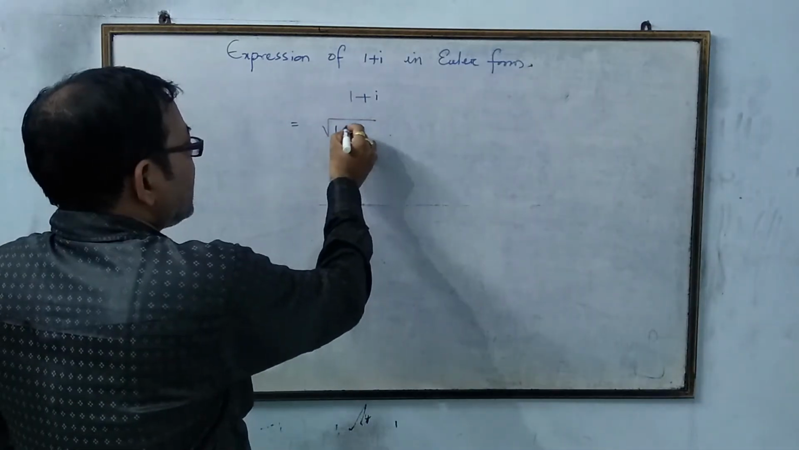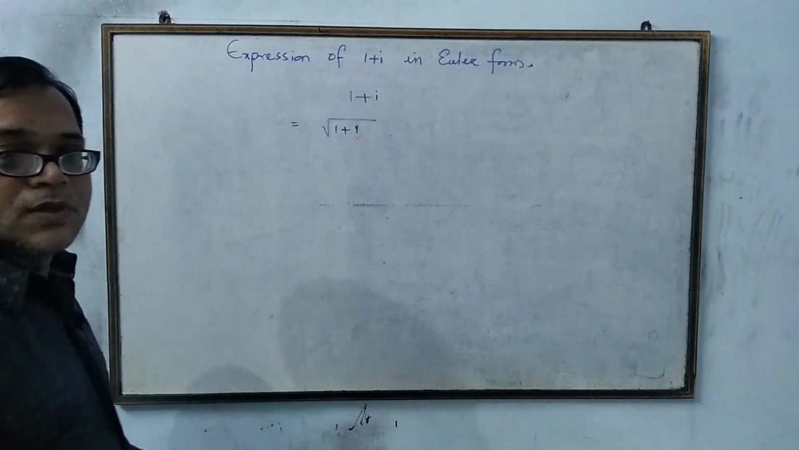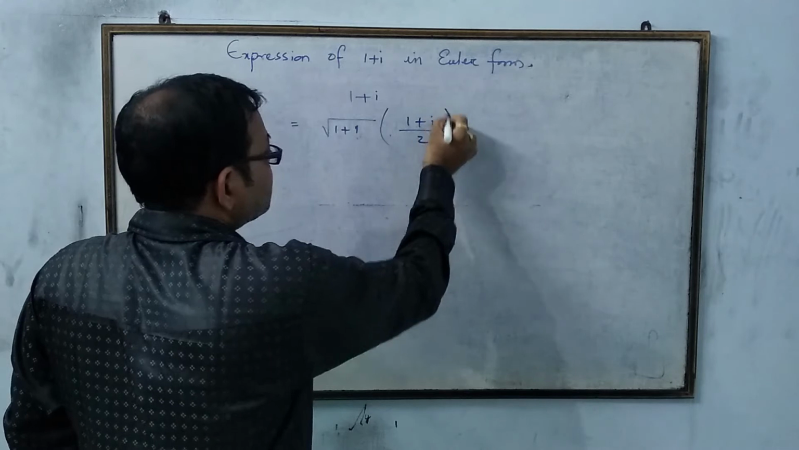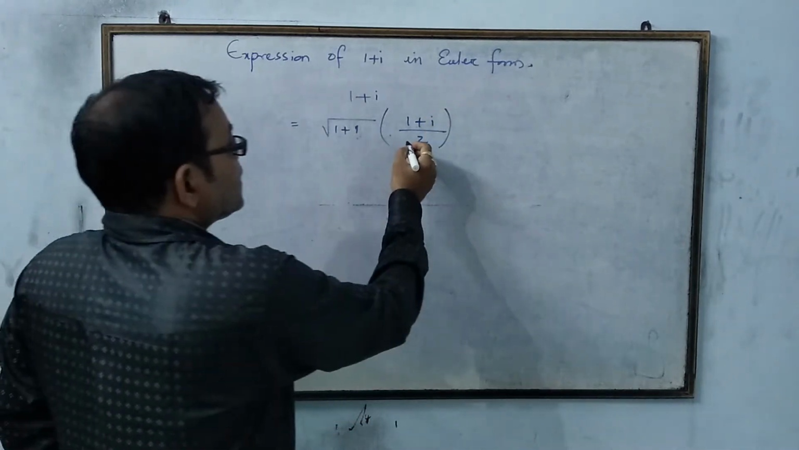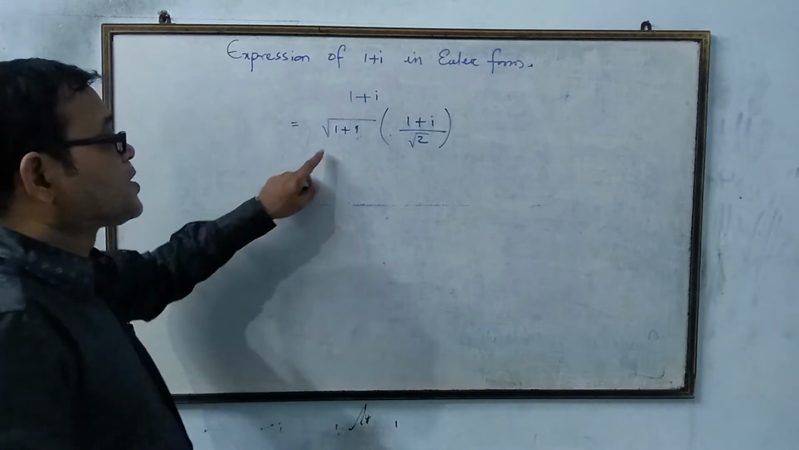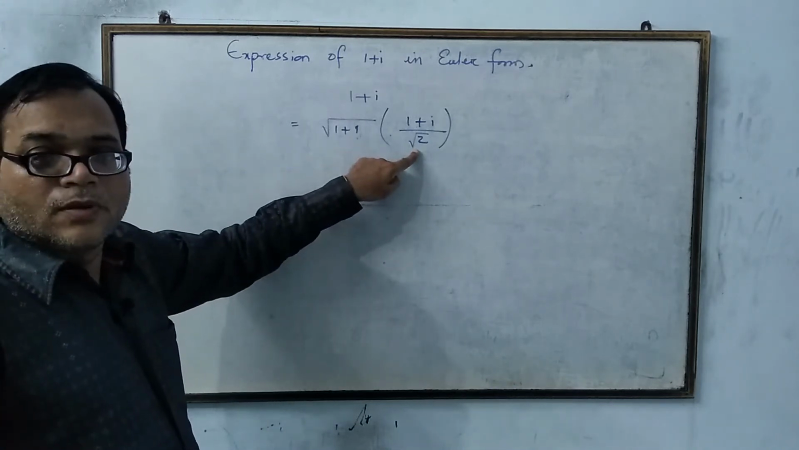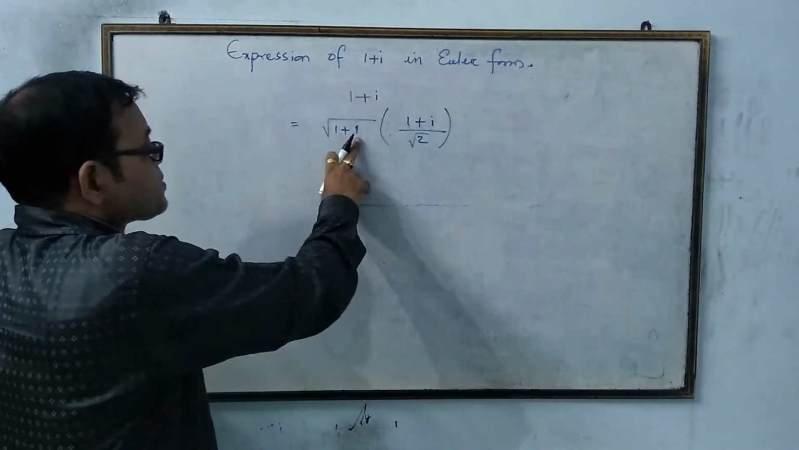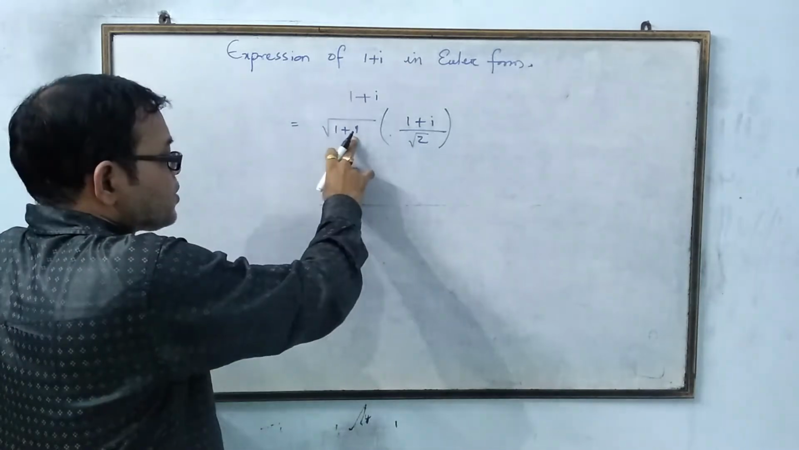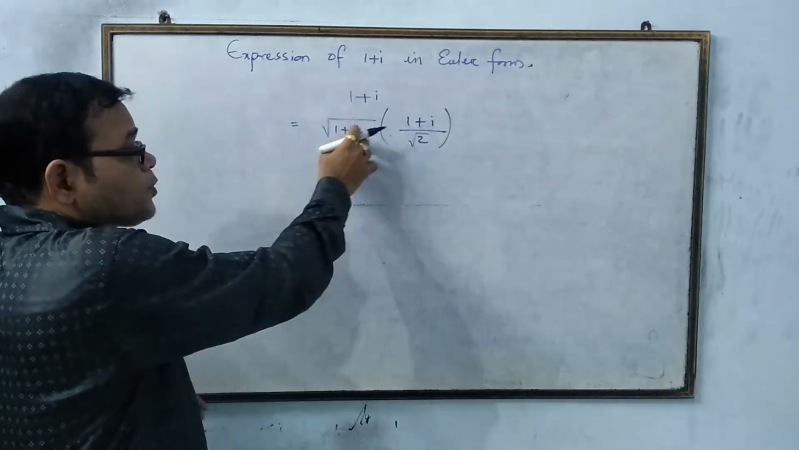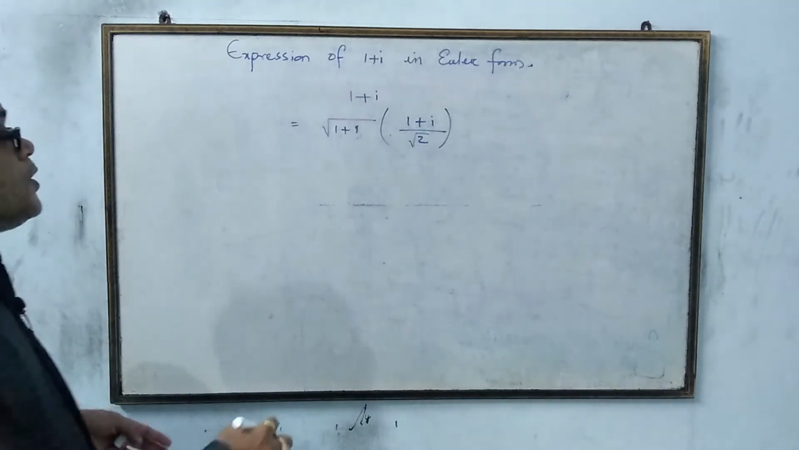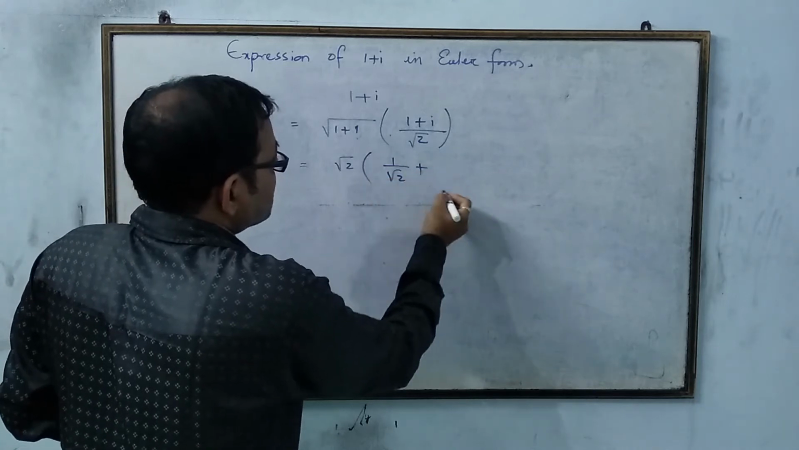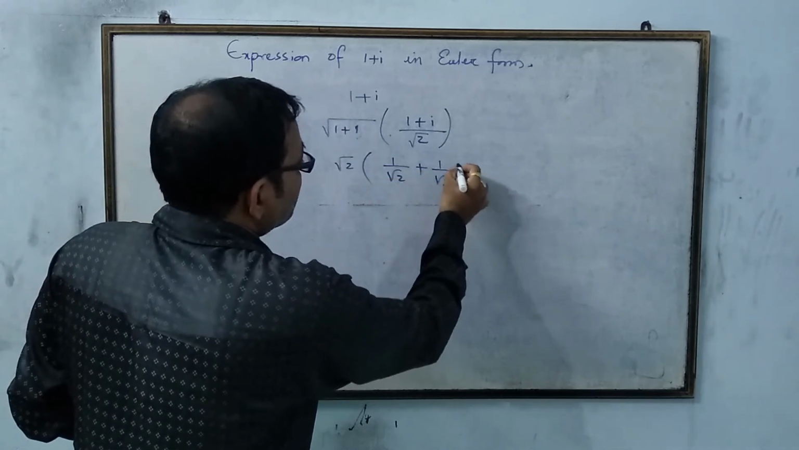Root over x square plus y square. Multiply and divide by root over x square plus y square. Root over x square plus y square, meaning root over 1 square plus 1 square, is root 2. Multiply root 2 and divide root 2. Then root 2 into 1 by root 2 plus 1 by root 2 into i.